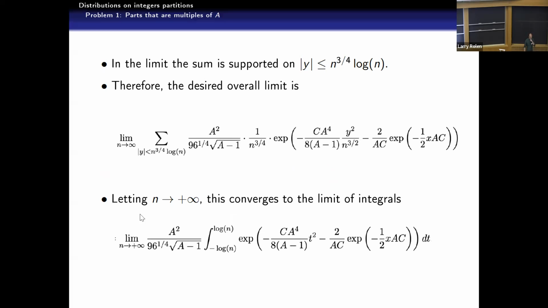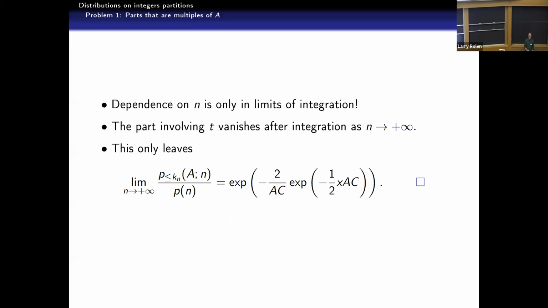Let me skip ahead just a little bit. Right down here at the bottom, we're able to collapse things into this piece where the only dependence on n is just in these limits of the integral. Okay, it makes it very nice. As n goes to infinity, we're just taking this integral going all the way from minus infinity to positive infinity. Okay, and that gives us our Gumbel distribution.